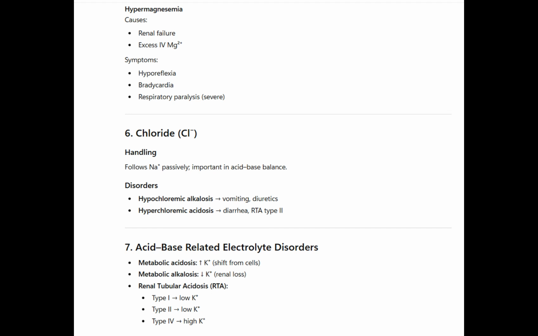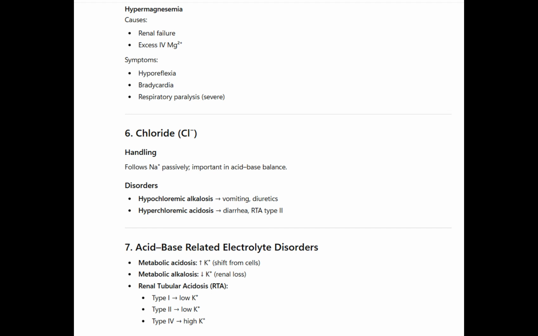Hypermagnesemia, high magnesium. Seen in renal failure, magnesium-containing antacids, and excessive intravenous magnesium administration. Symptoms include loss of deep tendon reflexes, muscle paralysis, bradycardia, and in severe cases, respiratory arrest or cardiac arrest.